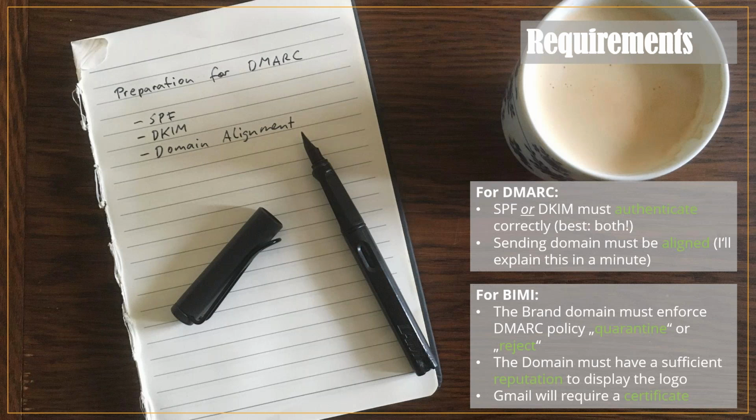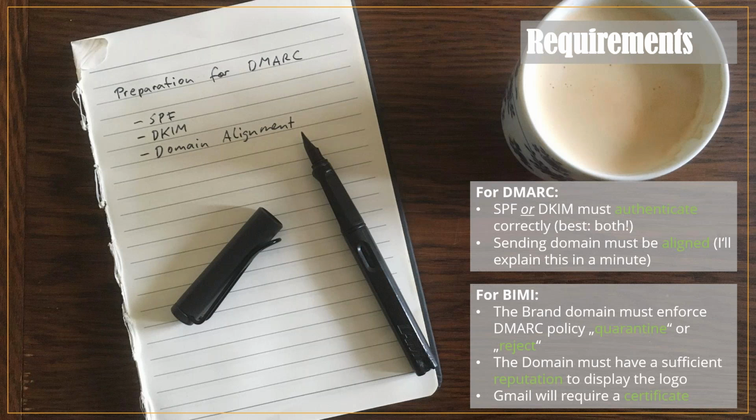Why both? Because for mailing lists, for example, mail forwardings, SPF will fail. So in that case, it's a good idea to have DKIM as a fallback. And on the other end, we can also have a broken DKIM process. And during that time, it's good to have SPF as a fallback. So it's good to have both. And also very important, the sending domain must be aligned. That means that the from domain must be the same as the technical sending domain. I will explain that on the next slide.